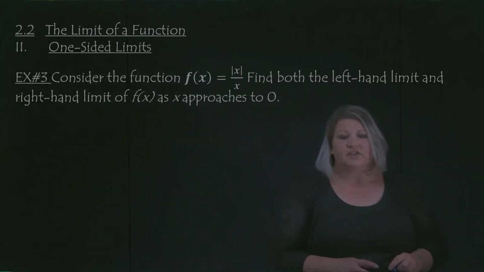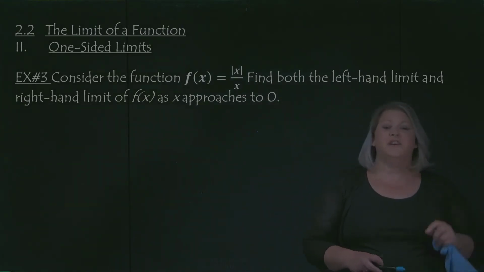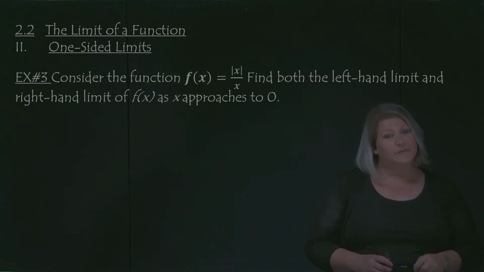So let's look at this function here. The function f of x is equal to the absolute value of x divided by x. And we're going to find the left-hand limit and the right-hand limit of f of x as x approaches 0.